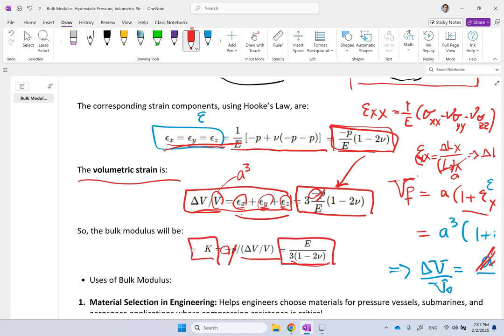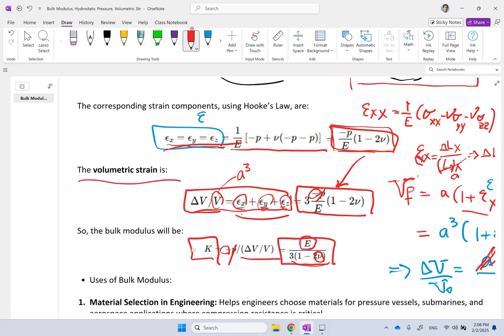So the formula we have for bulk modulus, as you can see, depends on the Young modulus and the Poisson's ratio. Okay, so if you want a formula for bulk modulus, there we go. We found it. E over 3 times 1 minus 2 nu. Again, assuming that the material is isotropic and it has the same E and nu in all directions.